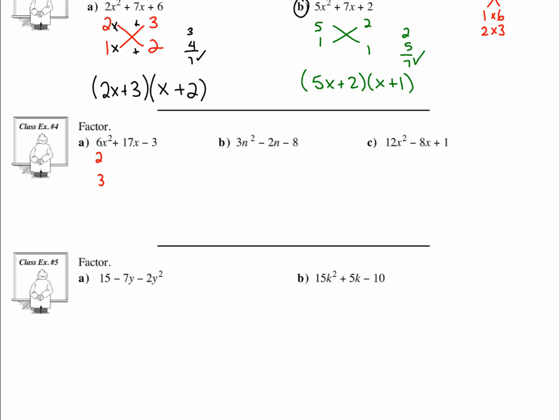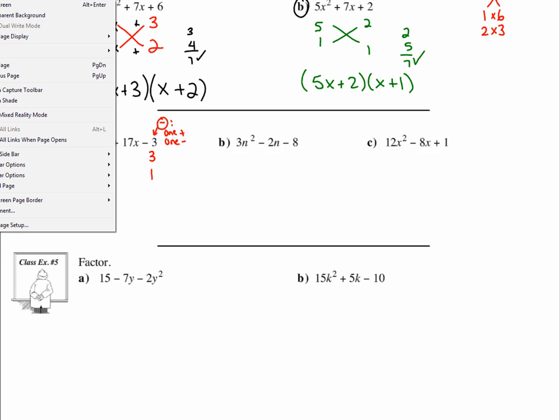Thank you. Okay, so if I put the 3 up here, now we know that 1 has to be positive and 1 has to be negative because the sign is negative here, right? We have a negative product. So 1 positive, 1 negative. We know that's going to happen.